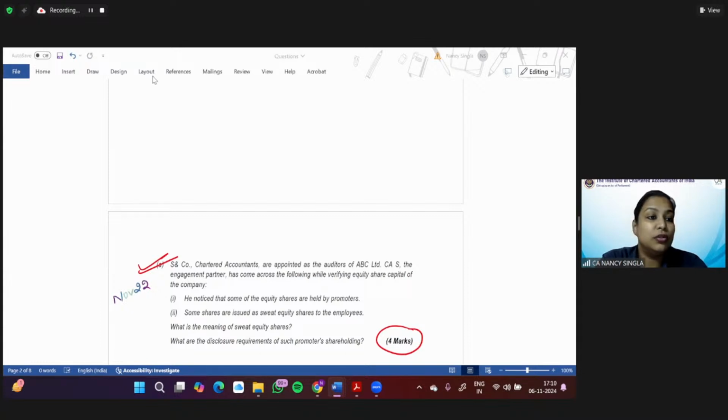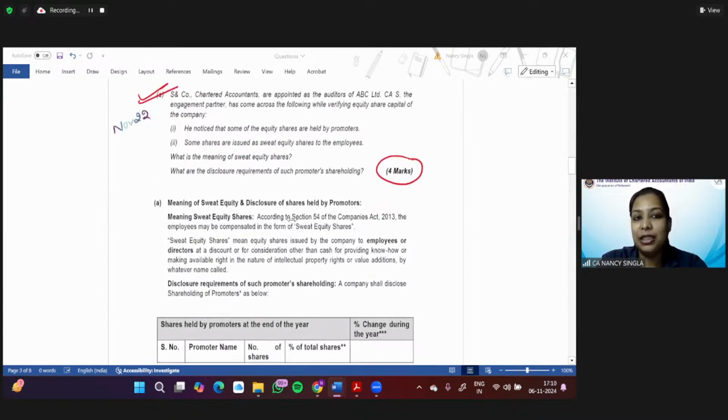So, right. Sukaina is saying sweat equity to employees for hard work, and if promoters, name, number of shares and percentage, that is absolutely correct. But again, what matters here is that you will have to make that table that is required.